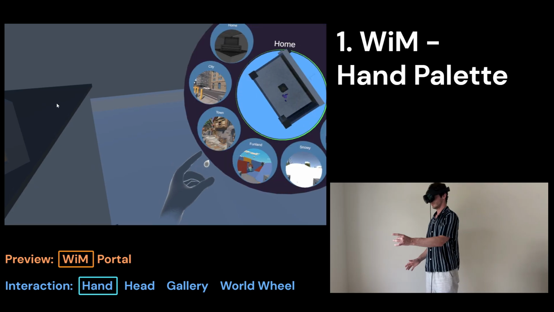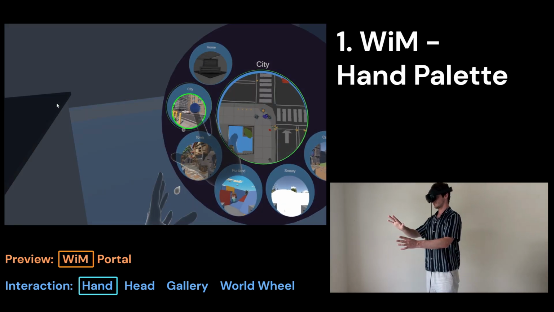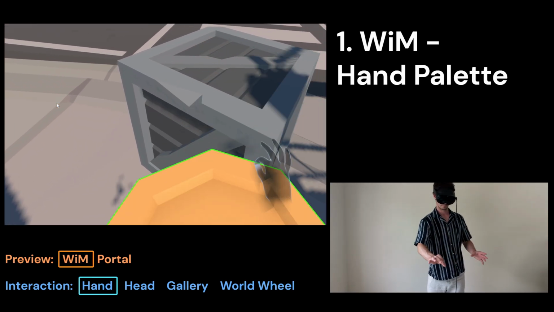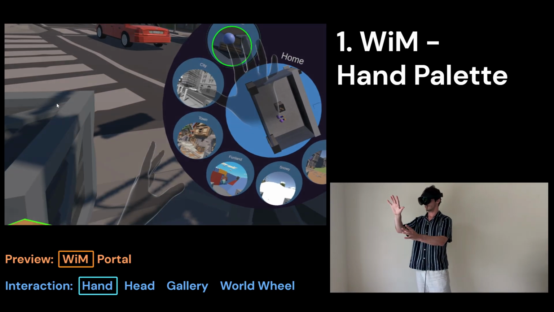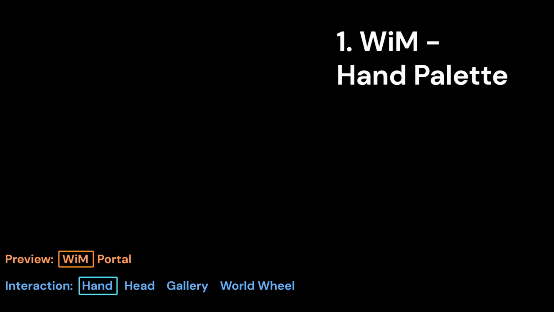The hand palette technique involves holding a middle finger to thumb pinch with the left hand to activate, hovering over a world option with the right index finger to preview it in the middle of the palette, and releasing the left pinch to confirm the transition.